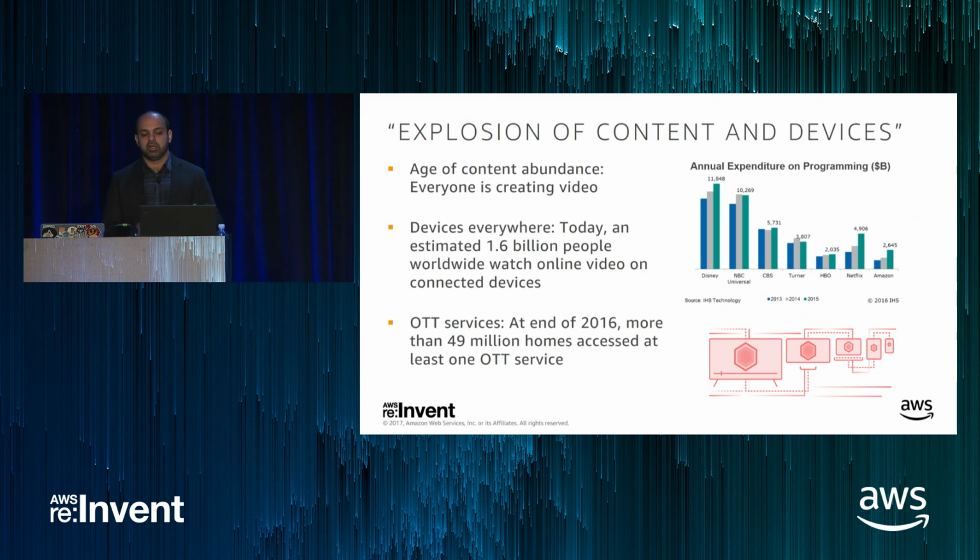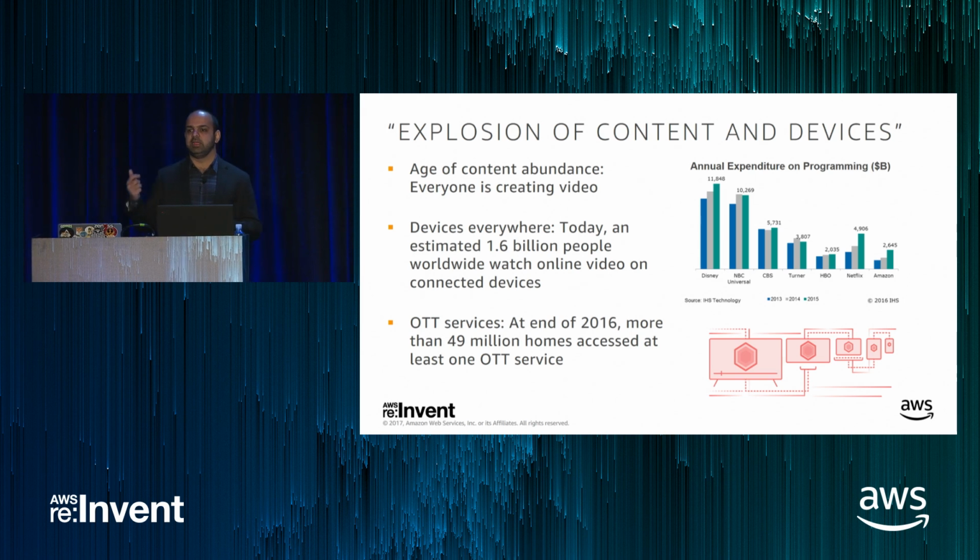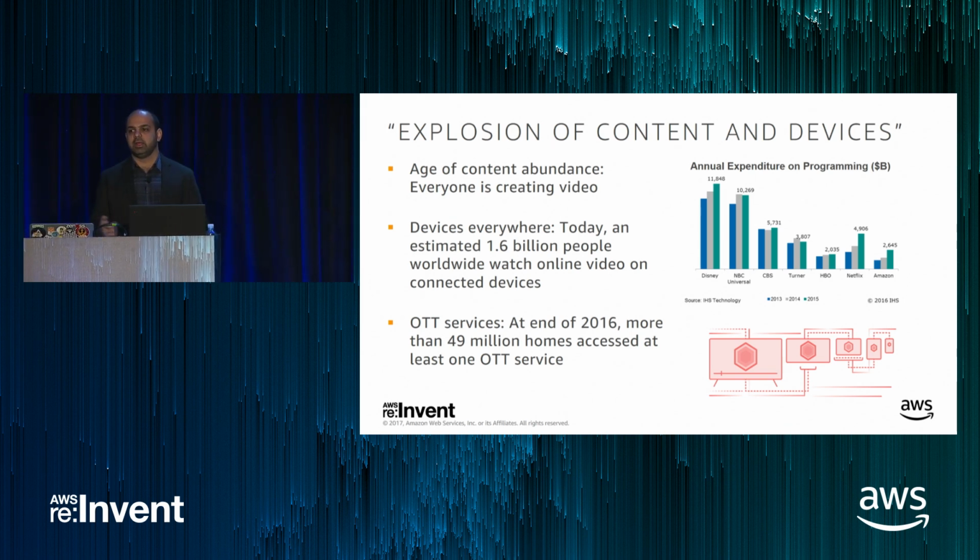And the devices are everywhere. We know there is this streaming, that people want to be able to, as I said before, watch their content anytime on any devices. And that brings this whole thing around OTT services, where more than 49 million homes accessed at least one OTT service, right? So with devices like Fire TV and others out there, smart TV and all of that, you can watch your content basically at your own schedule.